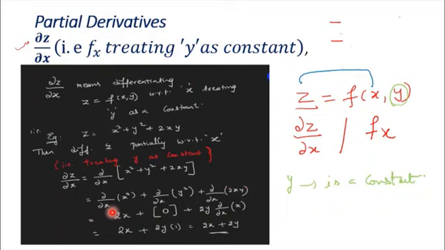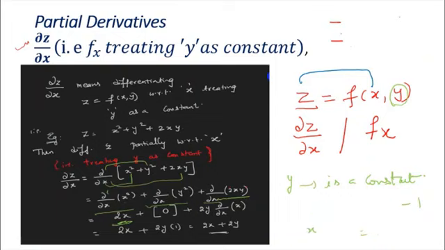Now, like the same differentiation rules you have learned earlier, you can write it as dou by dou x of x square plus dou by dou x of y square plus dou by dou x of 2xy. So let us see each of them. Dou by dou x of x square: you are differentiating x square with respect to x. By the x power n formula, it is equal to 2 into x to the power of 2 minus 1, which is equal to 2x. That is done.